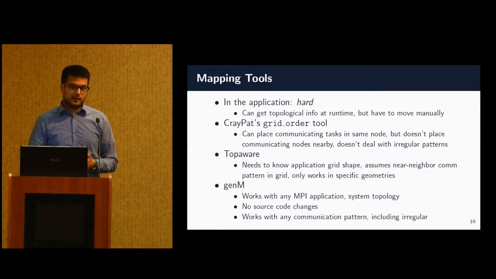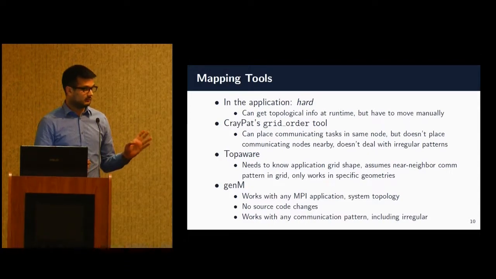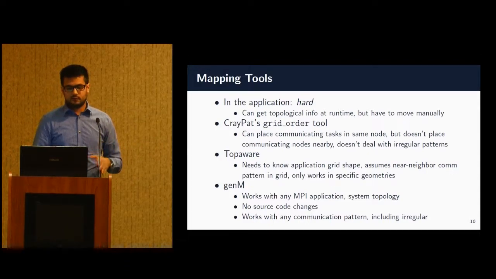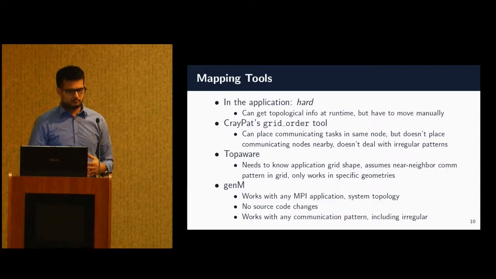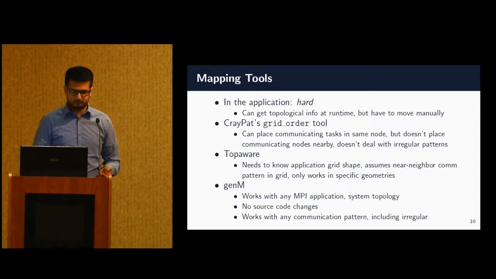There's a tool in CrayPat called Grid Order that does something for mapping. It generally will place communicating tasks in the same node, but it doesn't place much importance on communicating nodes being nearby. So depending on your communication pattern, this may or may not actually help that much. And it doesn't really deal with irregular patterns very well.